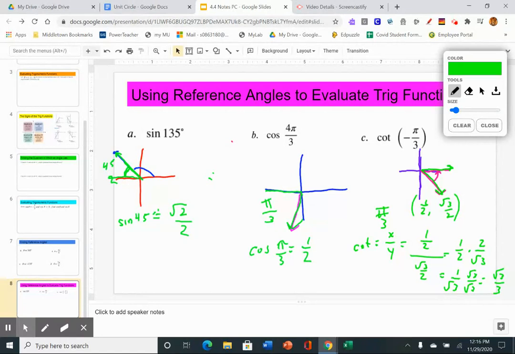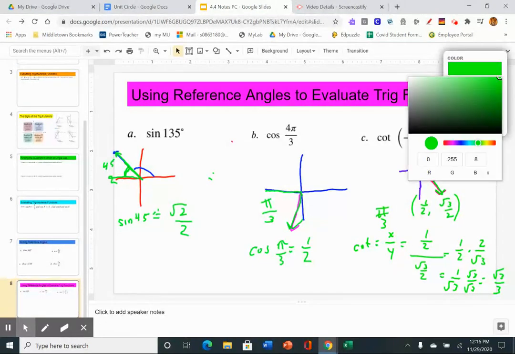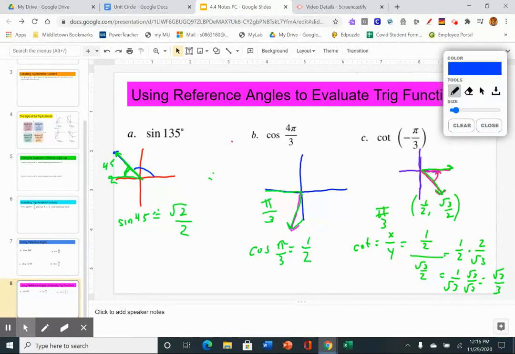Now, the last step that we need to be cautious of, because we are in quadrant 4, the answer is not just root 3 over 3. Because we are in quadrant 4, it has to be negative root 3 over 3, because we should know cotangent is negative in Q4.